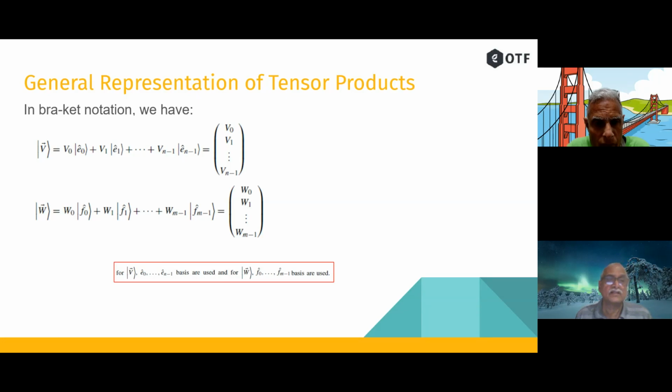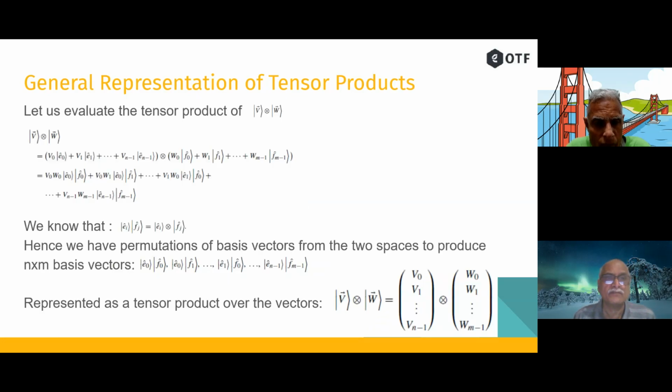So this is a bracket notation, and once I have got the bracket notation, I can evaluate the tensor product. So how do I evaluate the tensor product? The tensor product is denoted as the vector v tensor vector w, right?